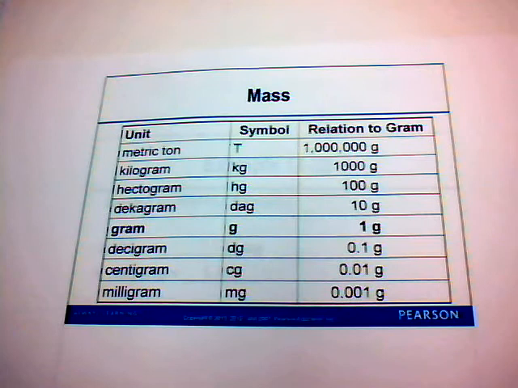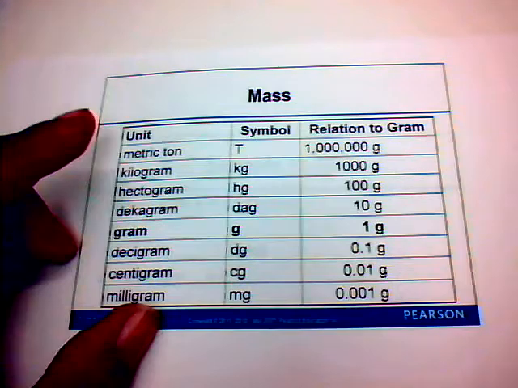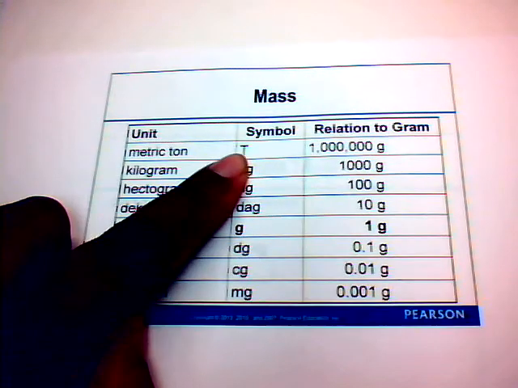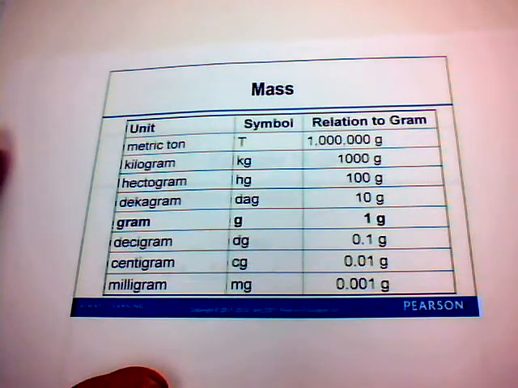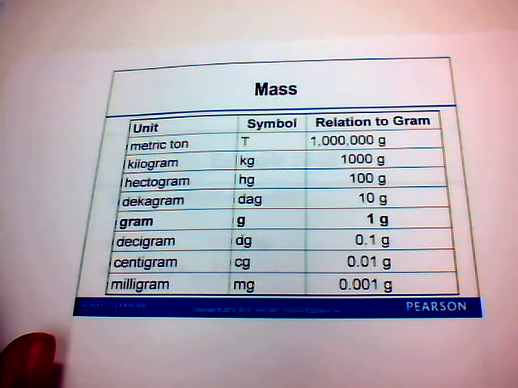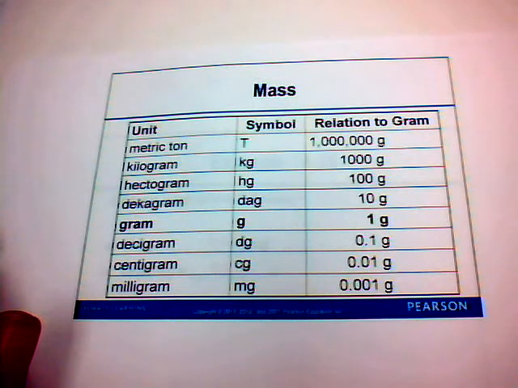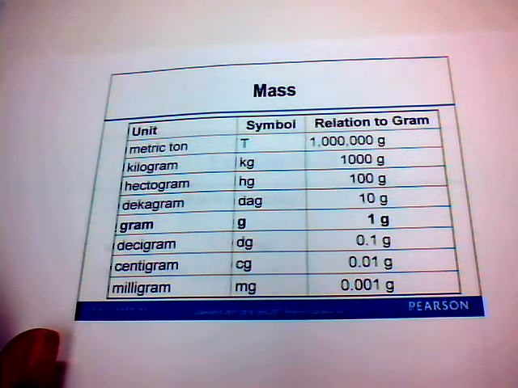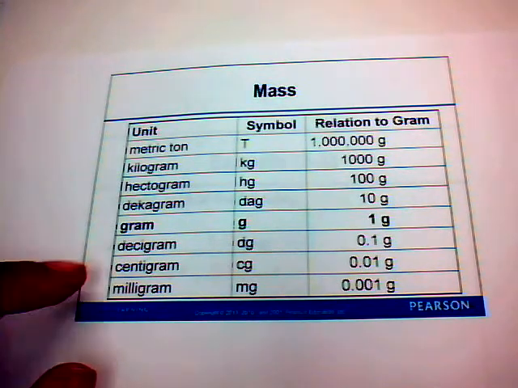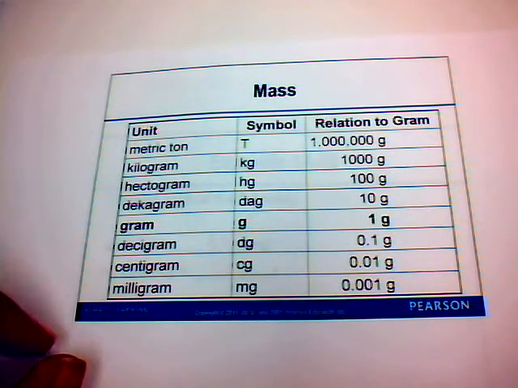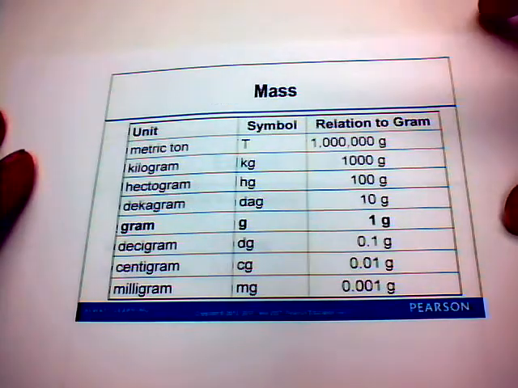And this is pretty much similar to the ones for liters and for meters, except they have the metric ton, which is denoted by a capital T. That's equivalent to 1 million grams. Here the basic unit for mass is going to be grams. And then 1 kilogram is 1,000 grams, 1 hectogram is 100 grams, 1 decagram is 10 grams. And then 1 decigram is 1/10 of a gram, 1 centigram is 1/100th of a gram, and 1 milligram is 1/1000th of a gram.